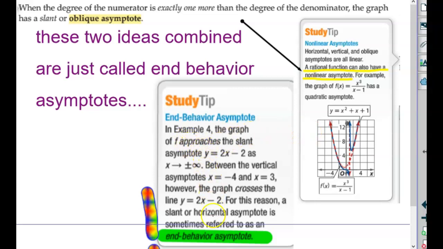All right. If you divide and you don't get a line, you could get a parabola or other function. Basically, any of those things about top heavy, bottom heavy, and equal weight are all called end behavior asymptotes, because it is what the graph approaches at the far left and right.